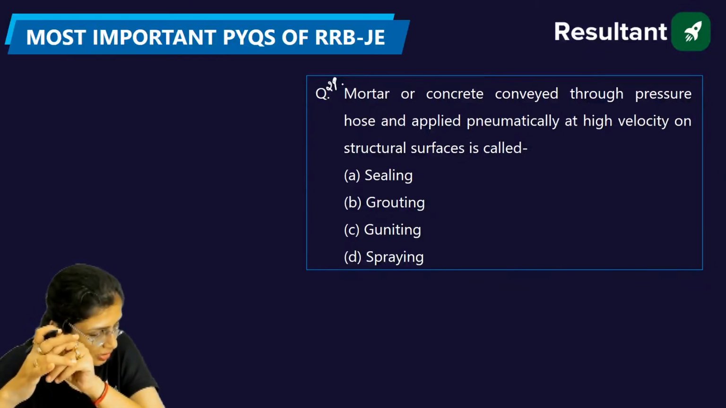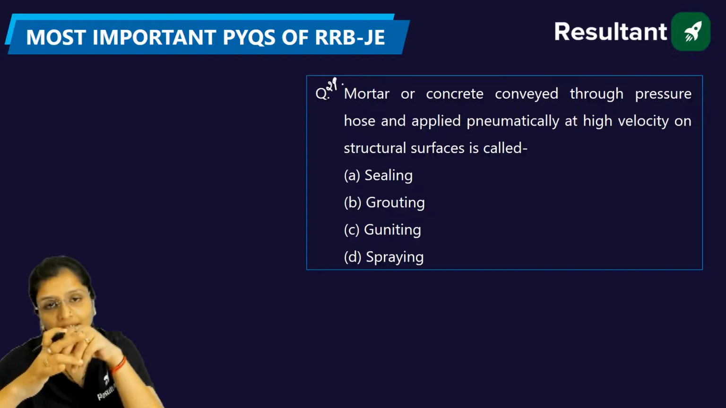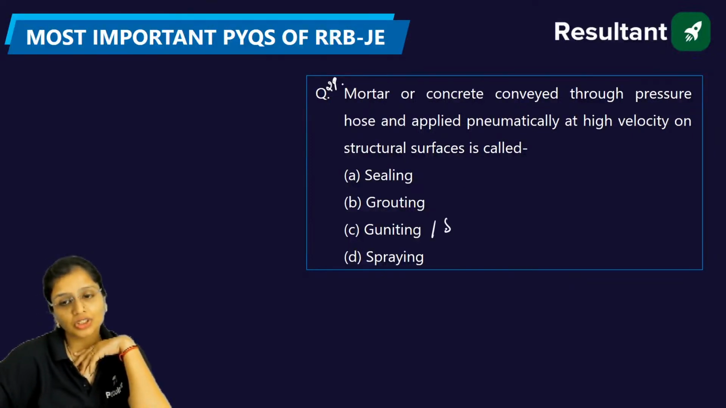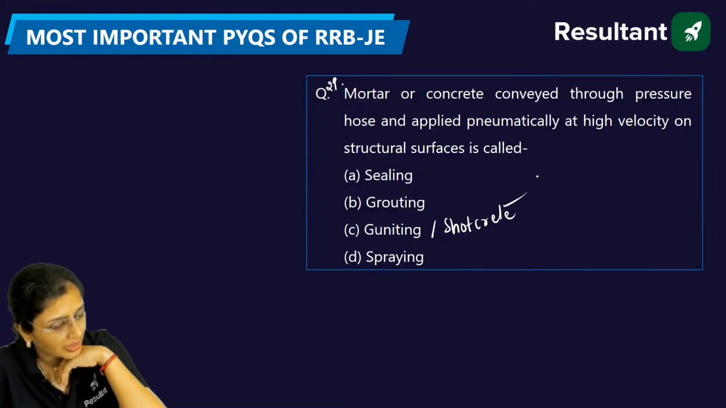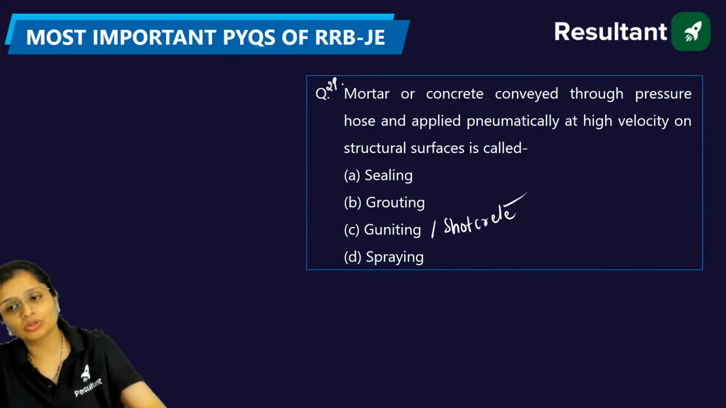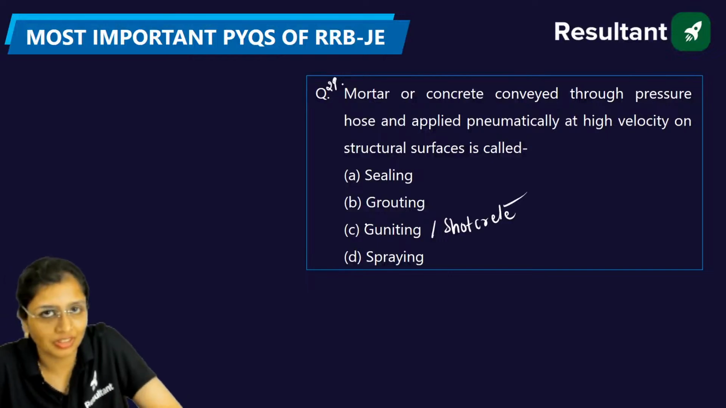Very good. Now correct, Vishnu. Gunniting, or the other name of it is shotcrete. Clear, shotcrete. So here you apply through pressure hose at high velocity on the surfaces, structural surfaces. Grouting, you apply the material into the voids and all.